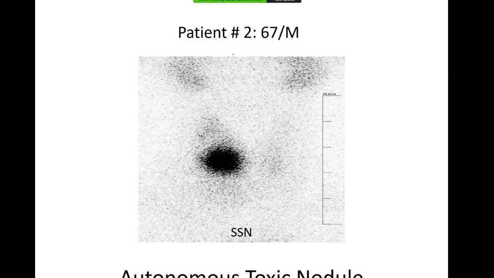We will call it an autonomous toxic nodule, because the rest of the gland is completely suppressed. Now, if you can see the rest of the gland together with this increased uptake, then you will call it a functioning nodule. We will use the term autonomous because it has suppressed all of the gland. So what is the treatment of choice for this patient to treat hyperthyroidism?